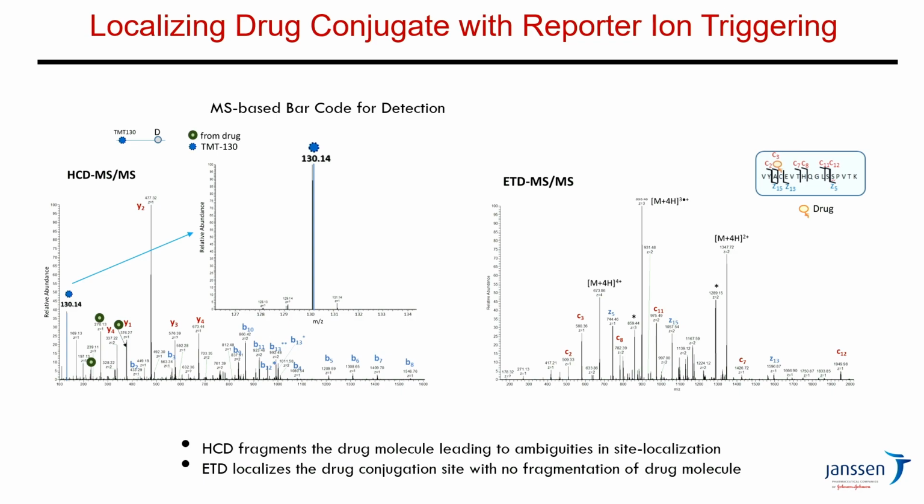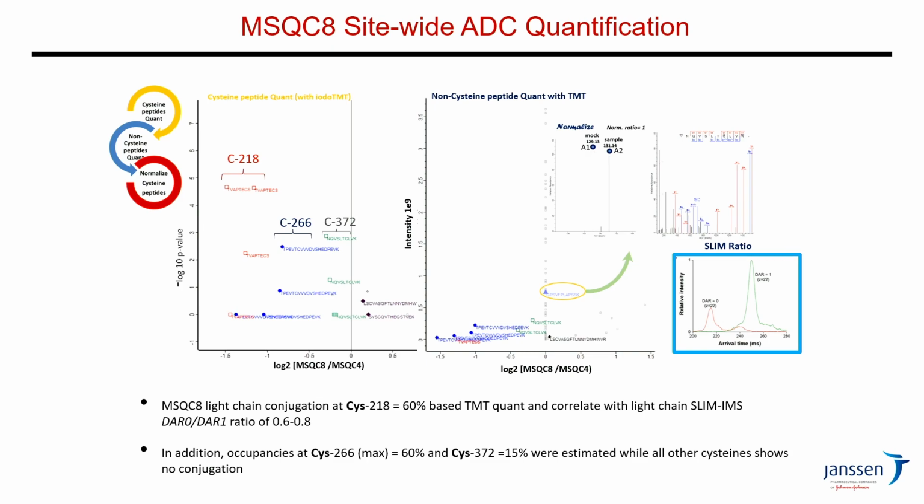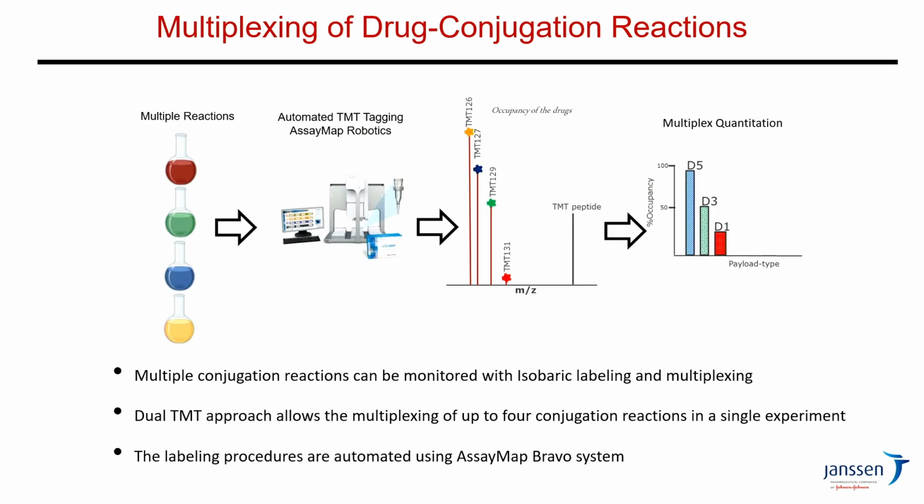the drug fragmenting. So we've done site-wide quantitation where we can actually estimate occupancy for all the cysteines in this conjugated drug. And the second volcano-like plot shows that the non-cysteine peptides can be used for normalization. So the light chain cysteine that's conjugating the drug had an occupancy that was validated also by SLIM and with Dick Smith's group, where we did estimate the occupancy using the mobilograms.